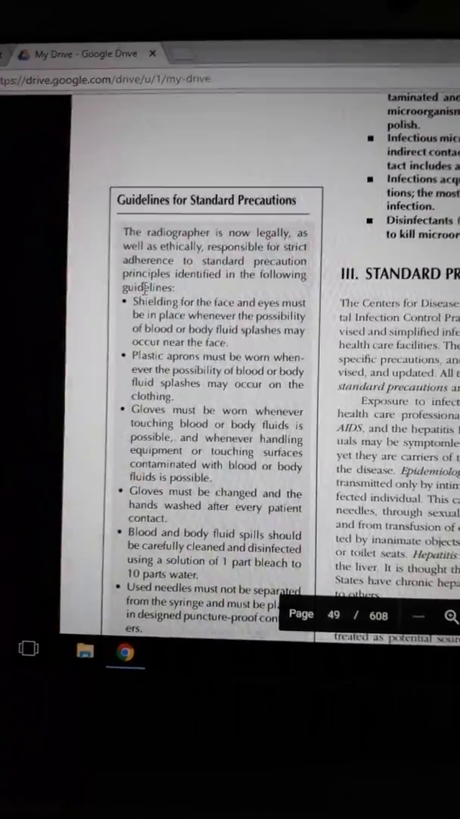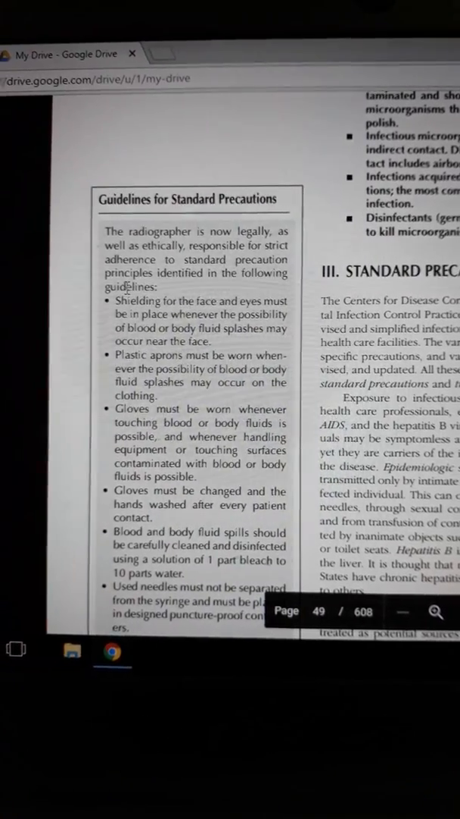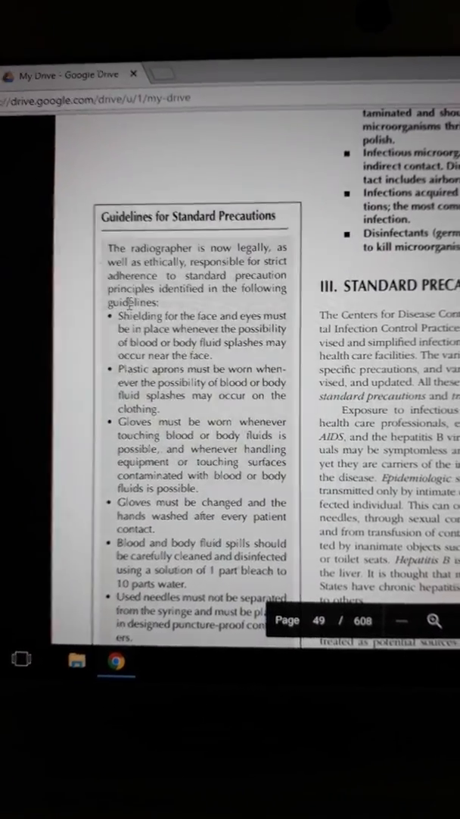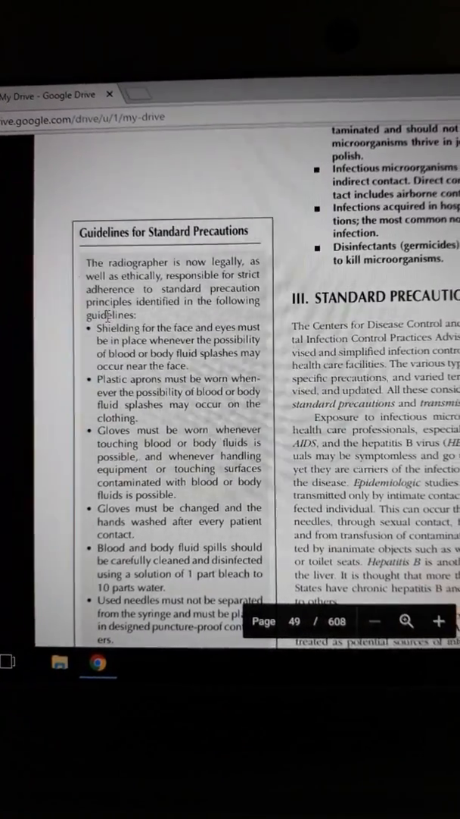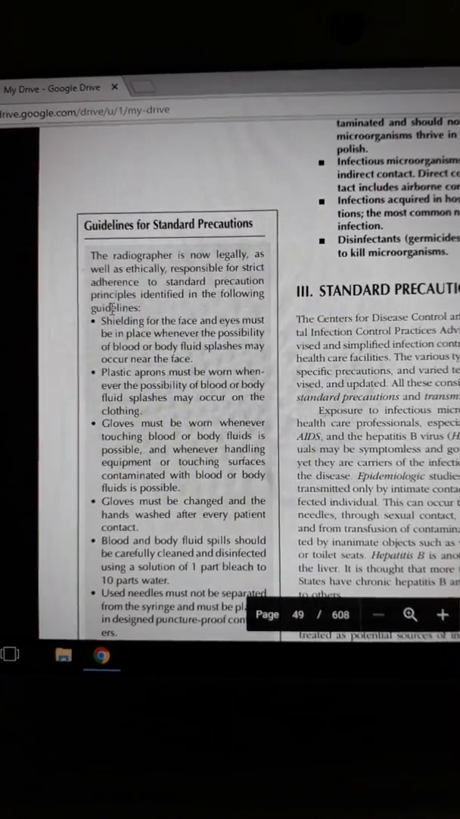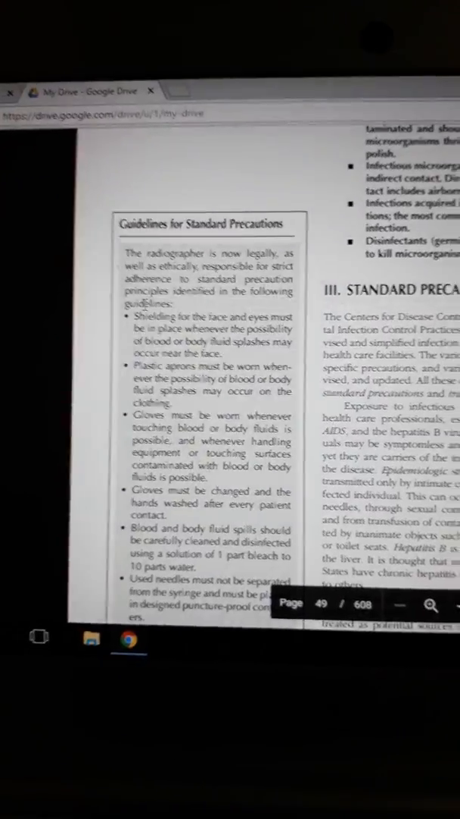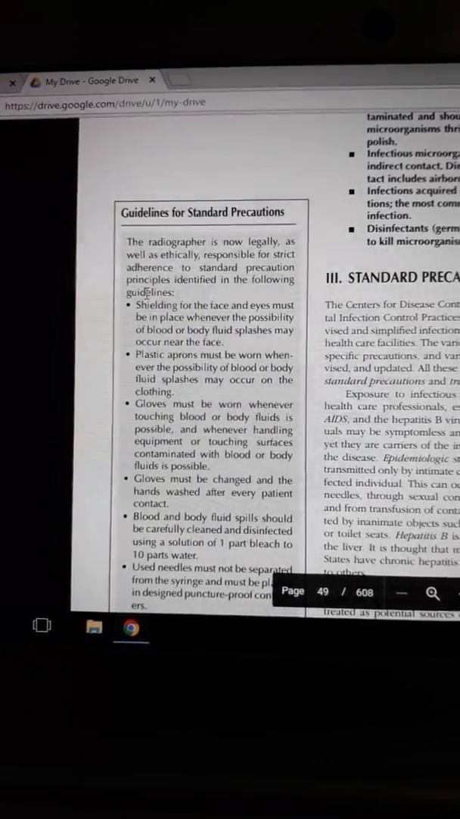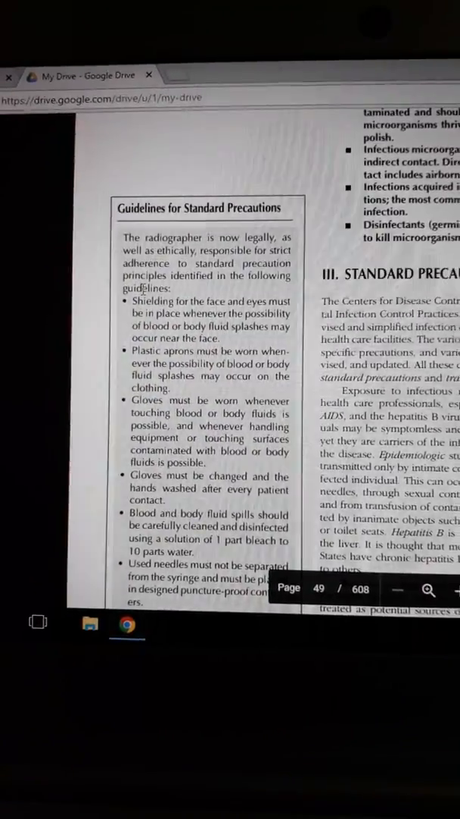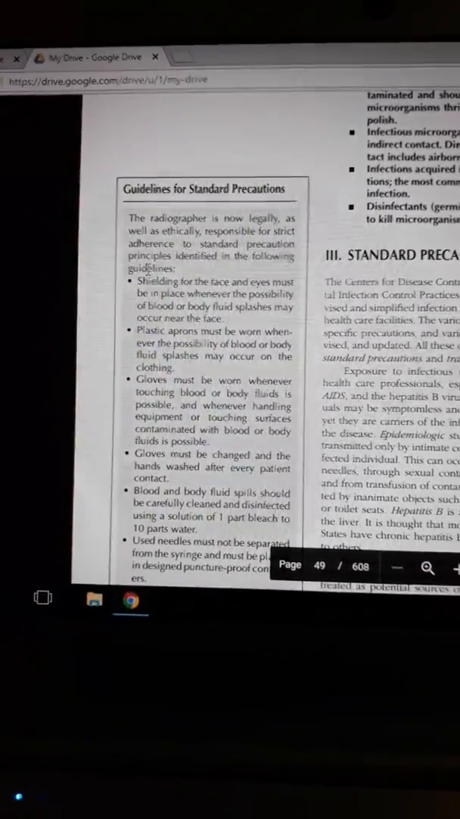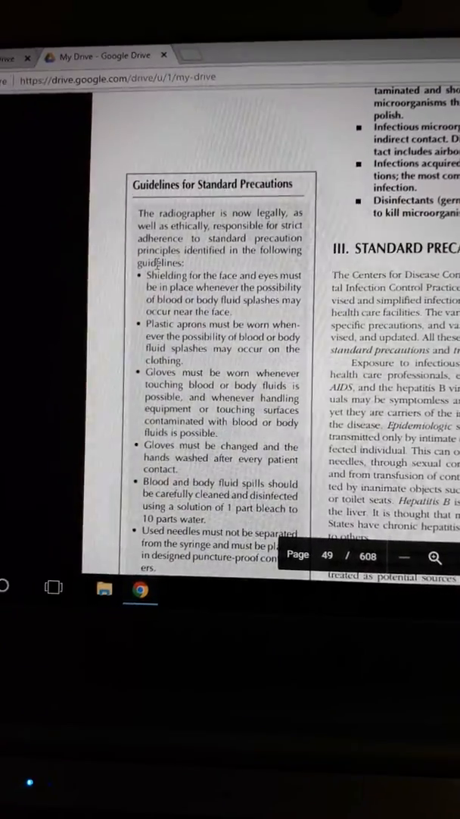Plastic aprons must be worn whenever the possibility of blood or body fluid splash may occur on the clothing. Gloves must be worn whenever touching blood or body fluid is possible, and whenever handling equipment or touching surfaces contaminated with blood or body fluids is possible. Gloves must be changed and hands washed after every patient contact.